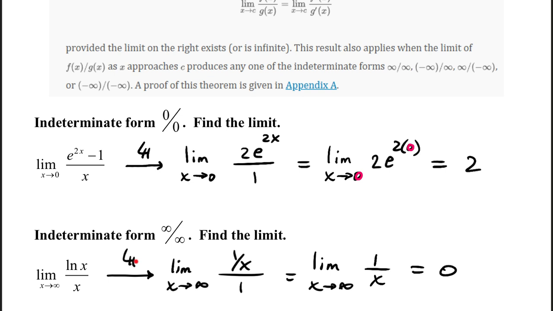Let's apply L'Hopital's rule. We can take the derivative of the numerator, which is 1 over x, and the derivative of the denominator, which is 1, and that simplifies to 1 over x. As x approaches positive infinity, 1 over x approaches 0.